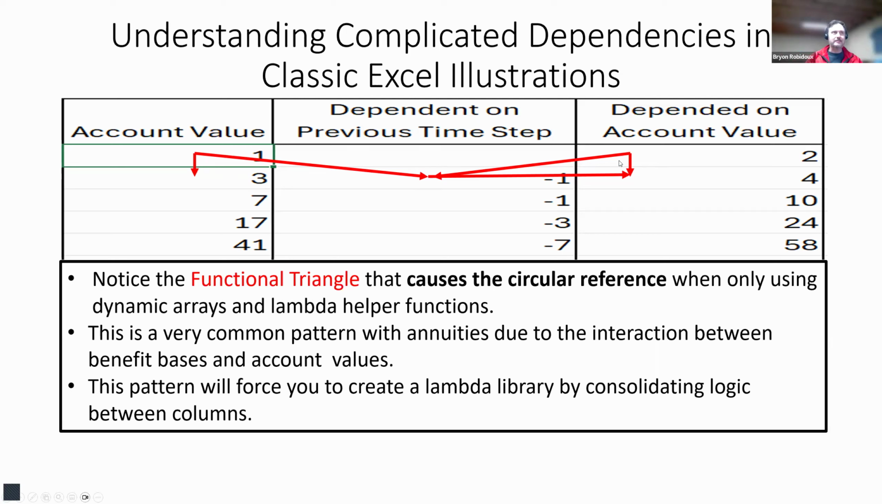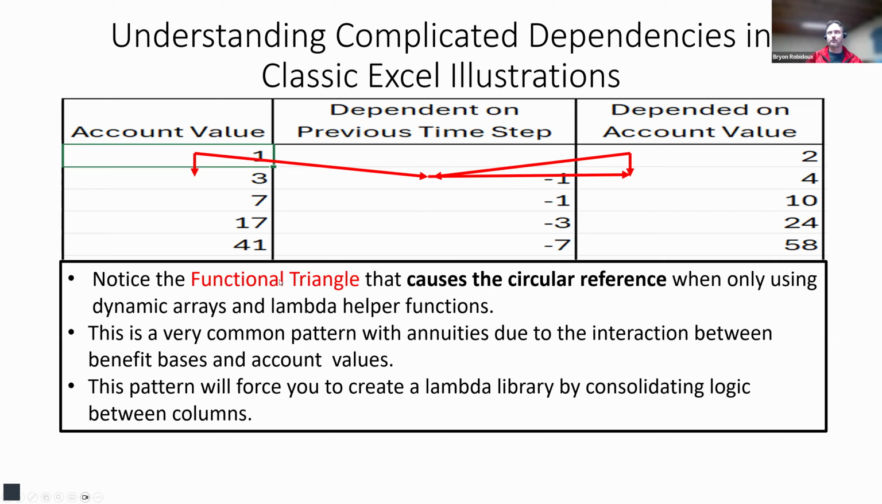So once you get this V in triangle, when the dependency pattern looks like this, this is when you're going to get the circular reference. Now, when I mean dependency pattern, if you code this up in classic Excel first, and you're saying, I want to convert this to dynamic arrays and Lambda functions, when should you know that you're immediately going to run into circular reference problems? It's whenever you get anything like this.